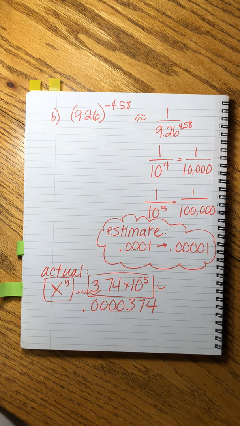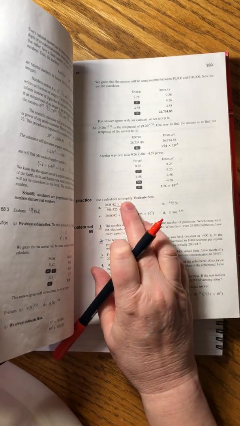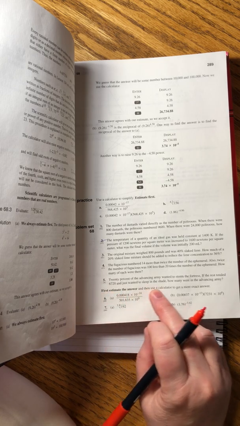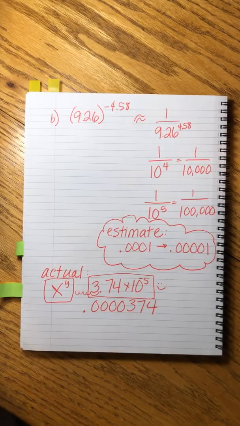Enjoy these problems. Remember that if John's instructions in the homework say use a calculator to blah, blah, blah, which is what he does here, let me show you how it looks in the book. Use a calculator to simplify. Estimate first. First estimate the answer and then use a calculator to get a more exact answer. Okay, so he will tell you when you need the calculator and you don't have to guess.